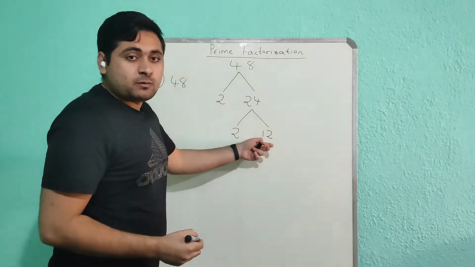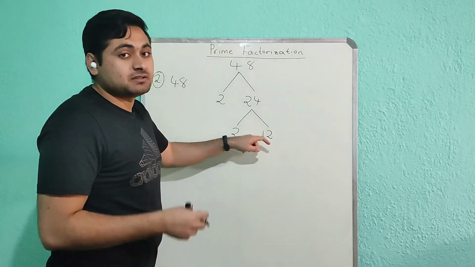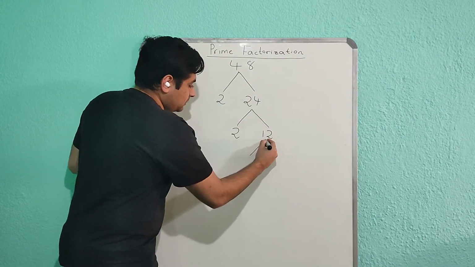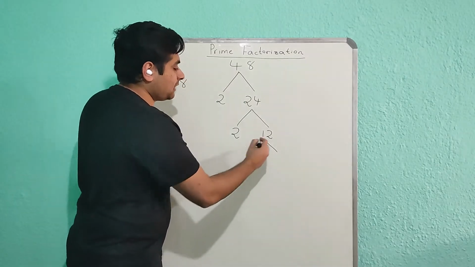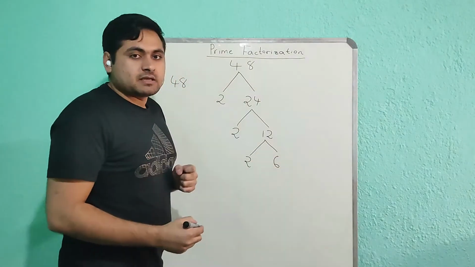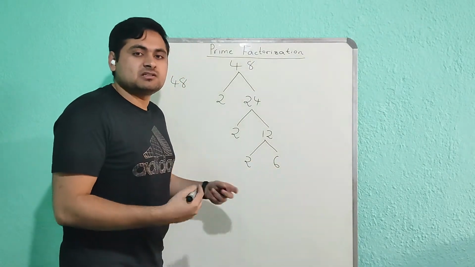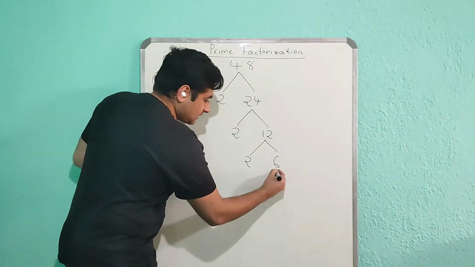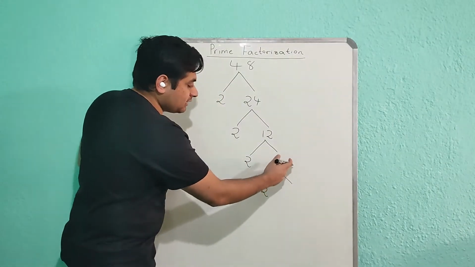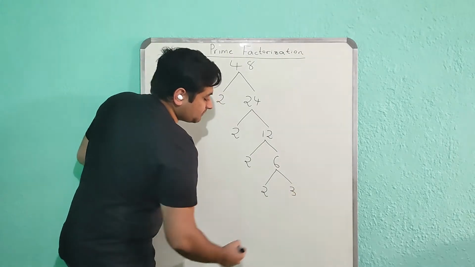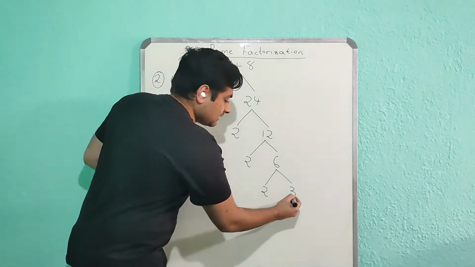Now, what can we divide 12 with? It ends with a 2. That means it's divisible by 2. So we're going to divide that by 2 as well. And we get 6. Now the number ends with 6, so it is divisible by 2. Therefore, we write our number as 2. 6 divided by 2? That's a 3. Now finally, we got 3.